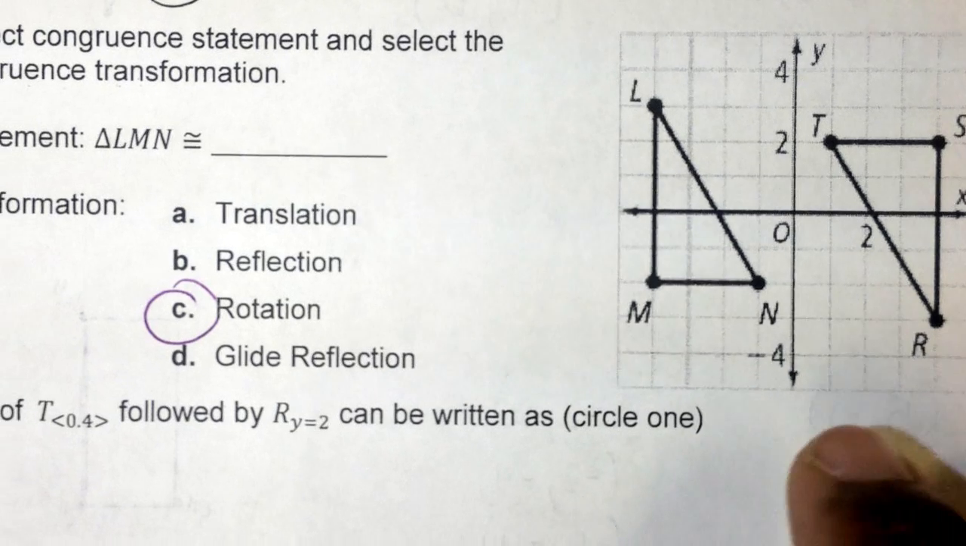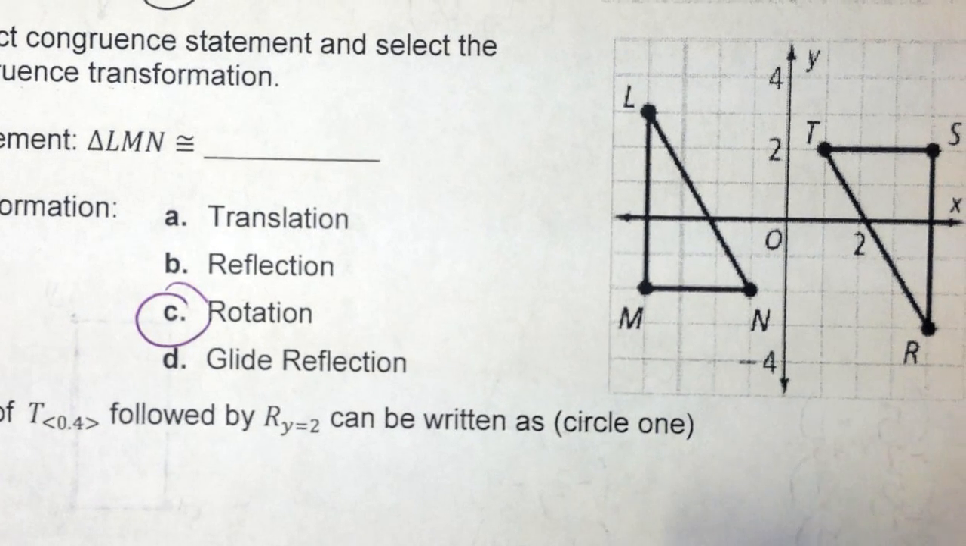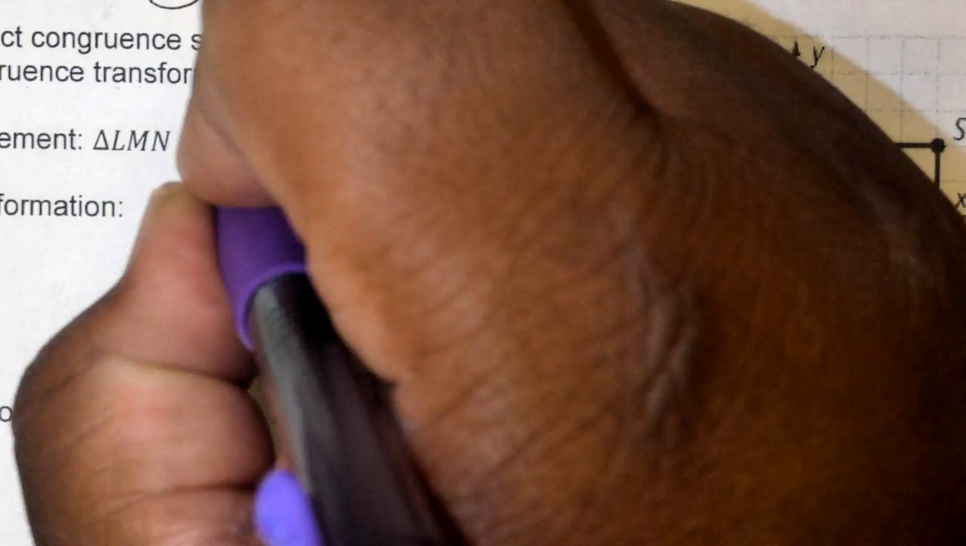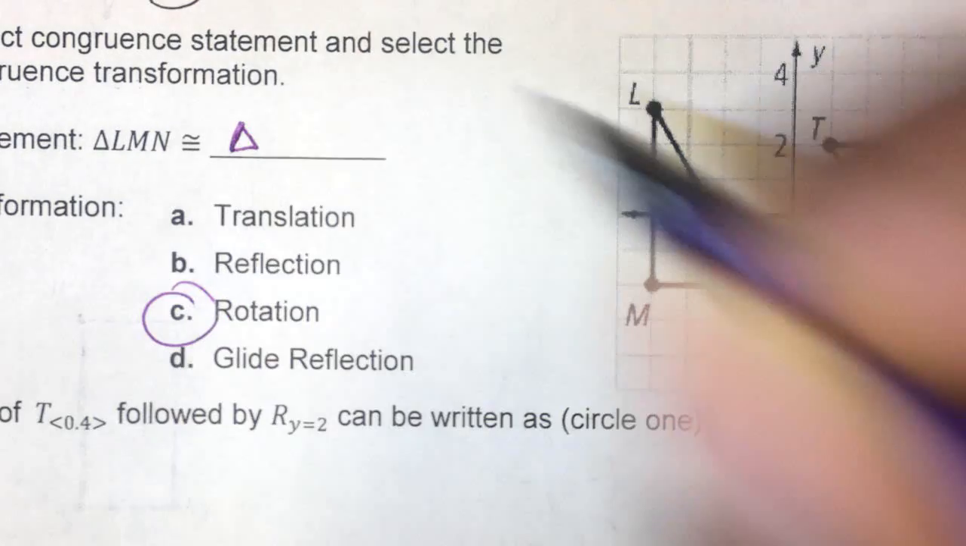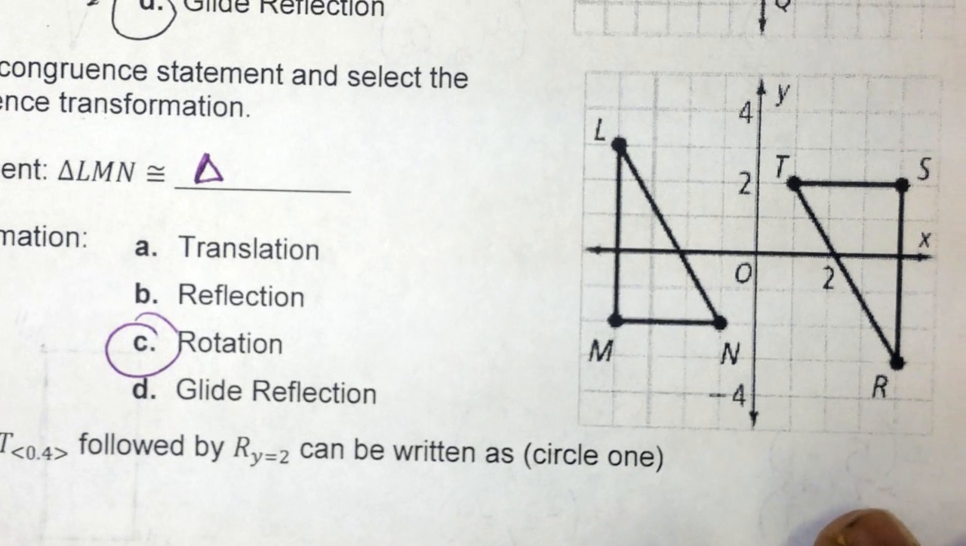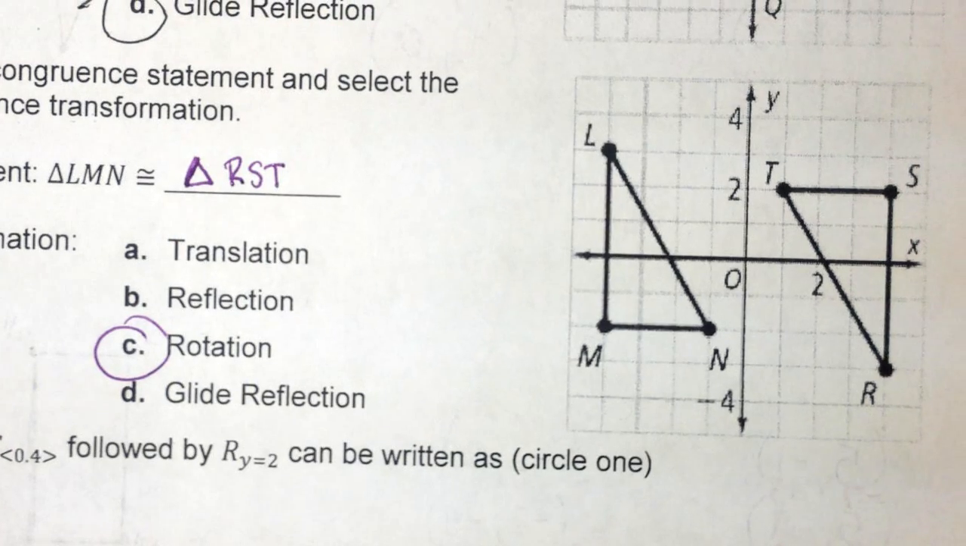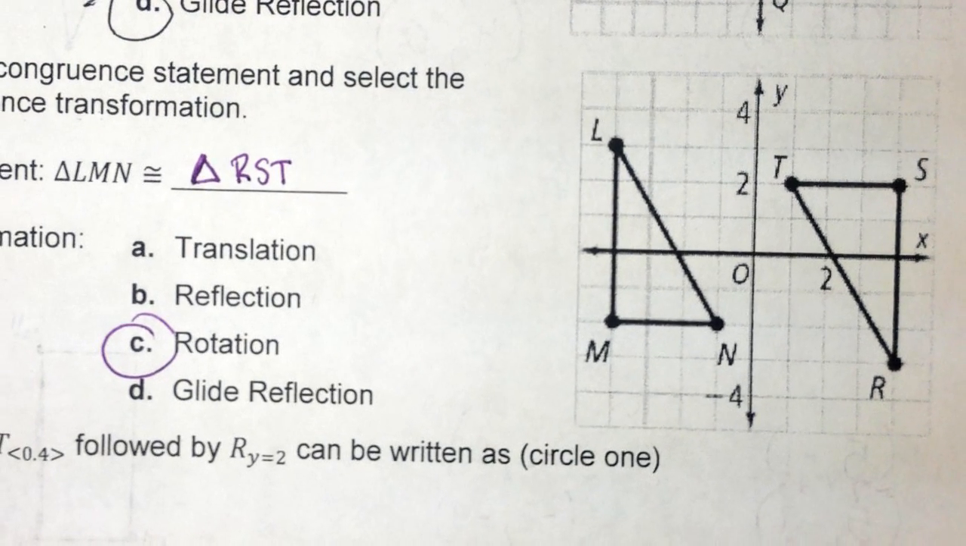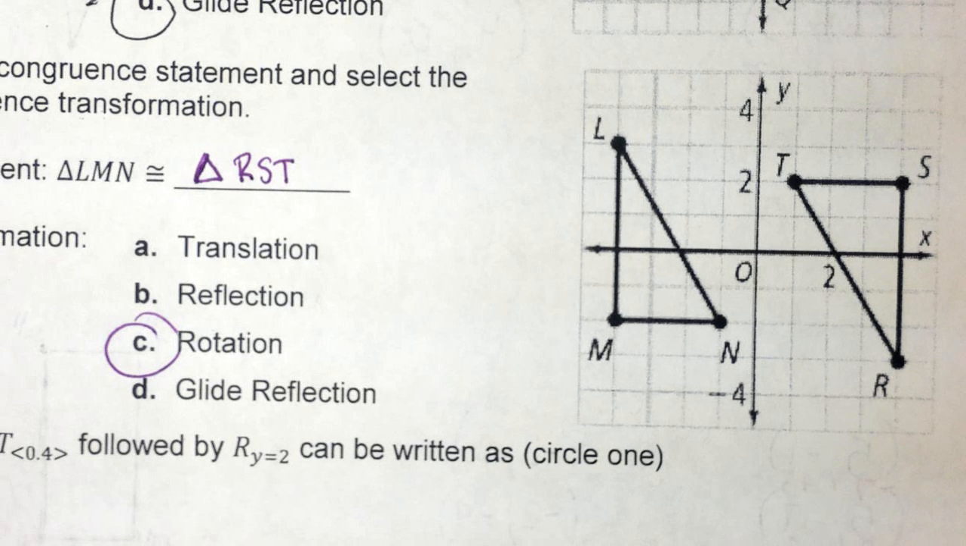So they rotated triangle LMN. That was the first one. And then LMN became, well, we got to name the other triangle. Based on the way it was rotated and what they named the first triangle, what would you have to call the second one, Isaiah? Say it louder. RST. That's the only way you can name the second one based off the way they named the first one. Got me?